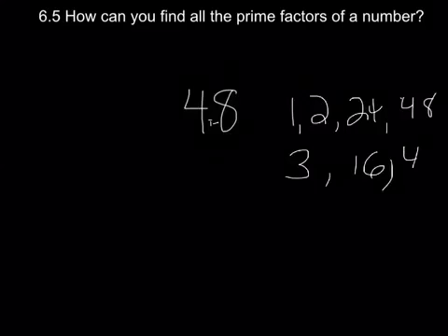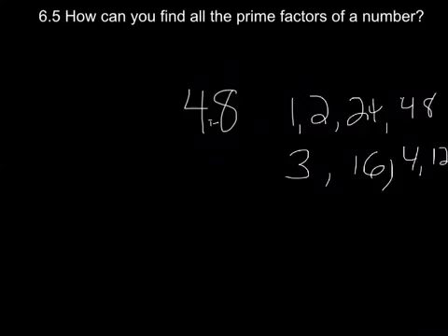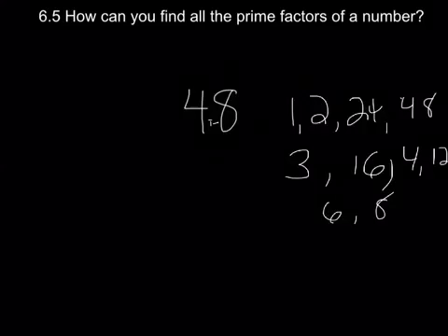See, 48's got a lot of factors. And these are just factors, okay? 4 and 12. 5 is not going to be a factor. 6 is going to be a factor because it was divisible by 2 and by 3. And so 6 and 8. And that's all of the factors of 48. So that's factors. But now we're going to talk about prime factors.